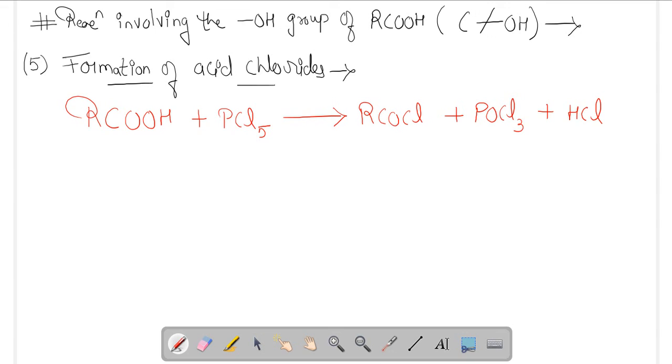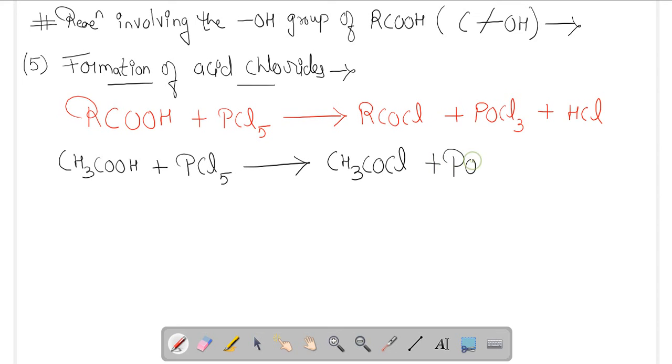Taking an example here, we can take acetic acid. It is reacted with PCl5. So here CH3COCl, that is acetyl chloride, POCl3, phosphorus oxychloride, and HCl, hydrogen chloride, will be formed here.